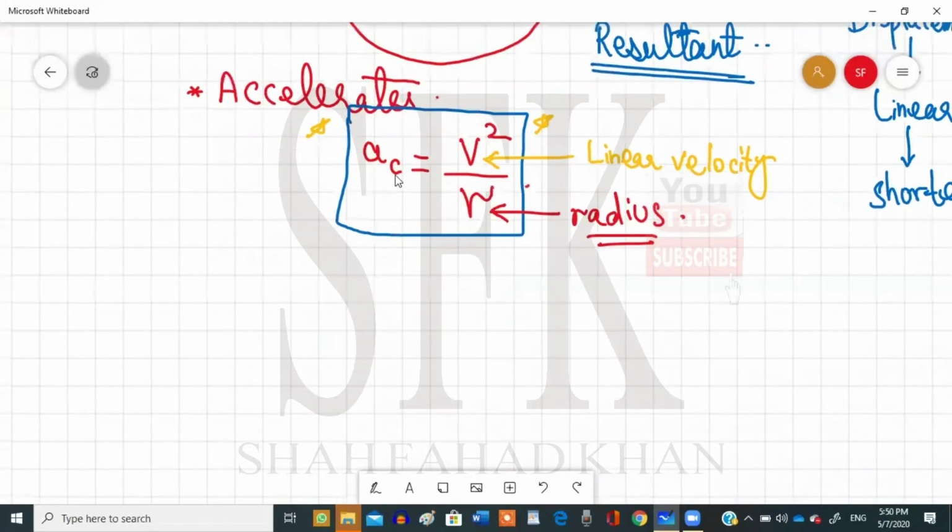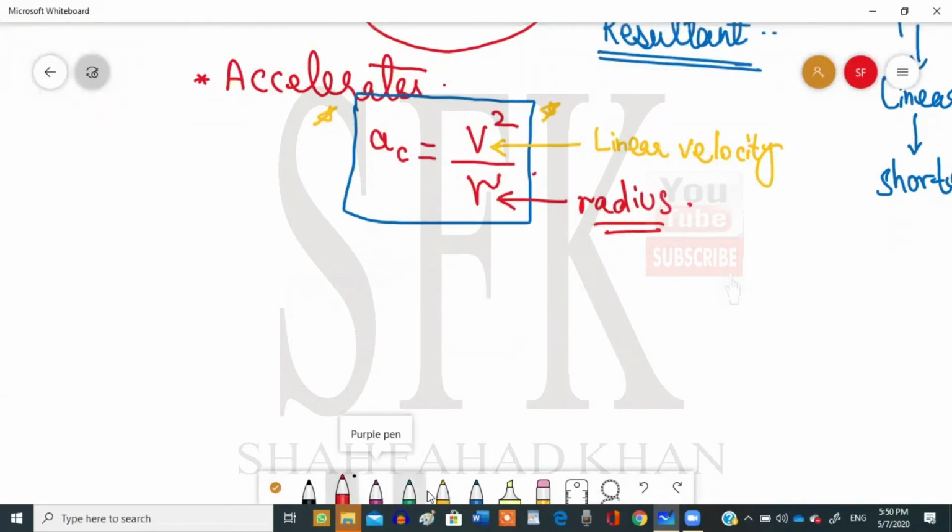So now we know how to calculate the centripetal acceleration. Can we calculate the centripetal force as well?